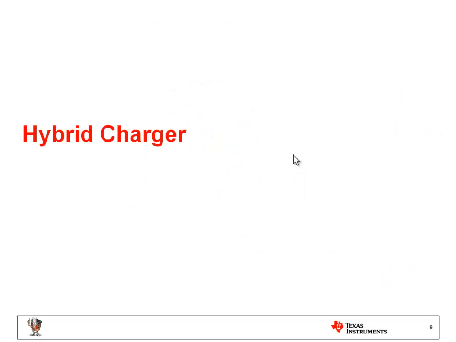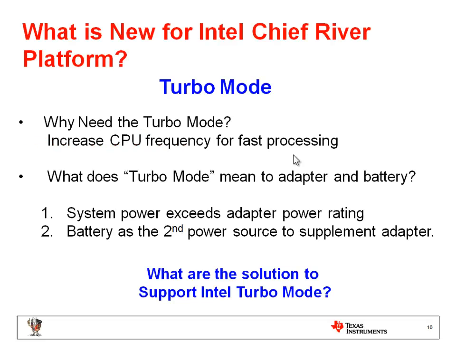Now let's look at the hybrid charger. The Intel Chief River platform started to promote an idea of turbo mode. The turbo mode really means to maximize the CPU frequency for fast processing. But as the CPU power is getting higher and higher, at the same time, because all the users want a smaller and smaller adapter for easy carrying, the adapter power might be getting reduced. So in order to support turbo power, your system power will exceed the adapter power rating. So we are looking for a solution.